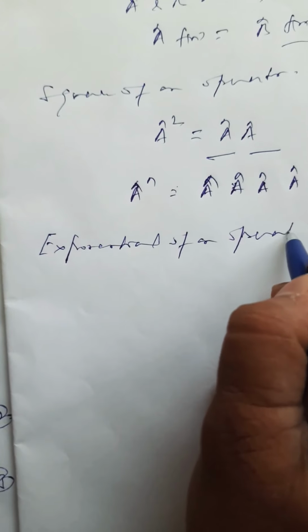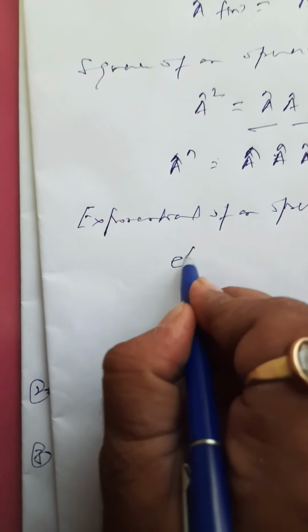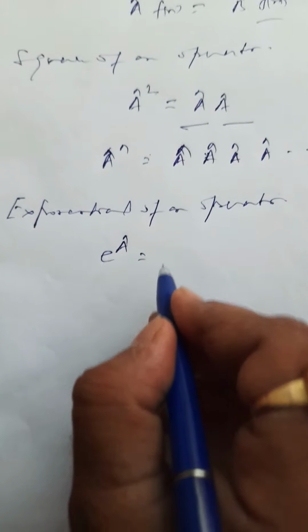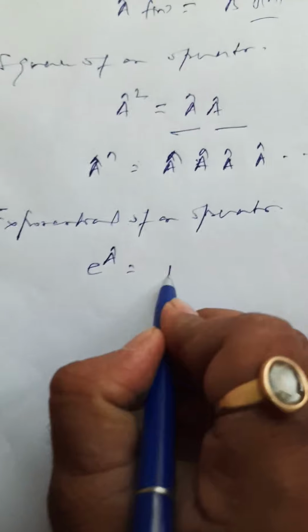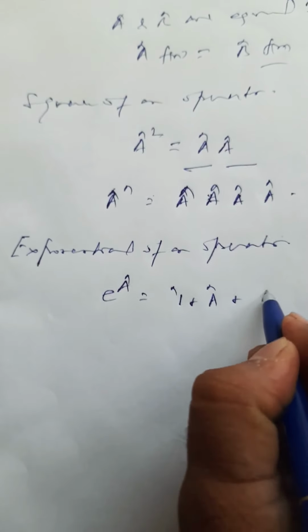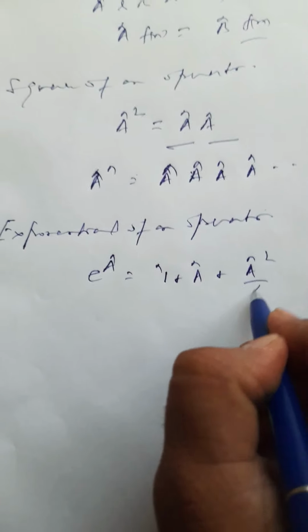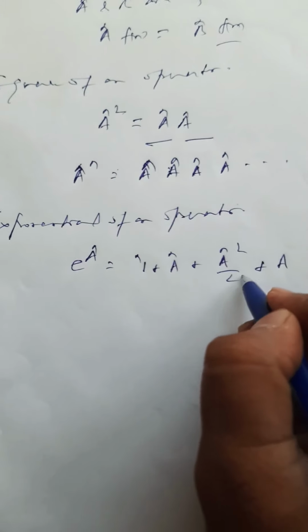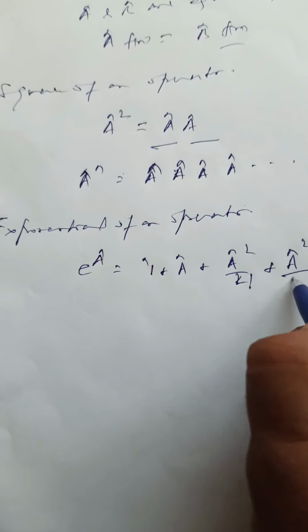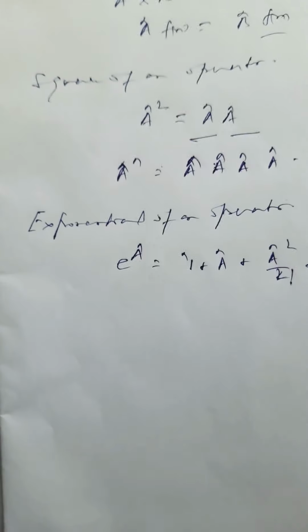Now what does it mean? The exponential operator is e to the power A cap. Now we know the series of the exponential e to the power x, so likewise we'll write it like this: 1 plus A cap plus A cap squared by factorial 2 plus A cap cubed by factorial 3, and so on.